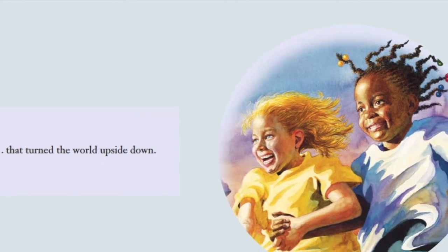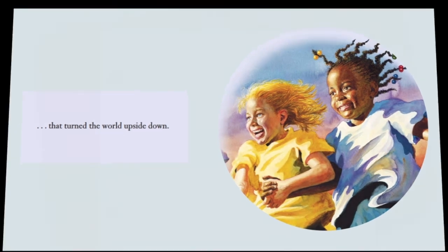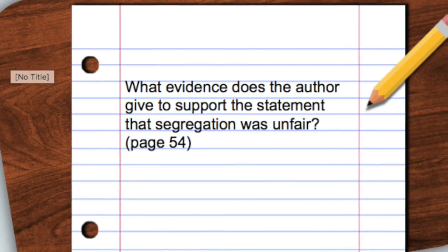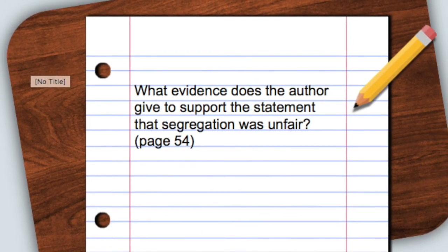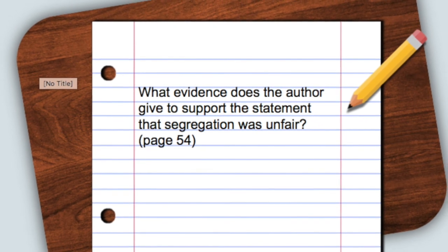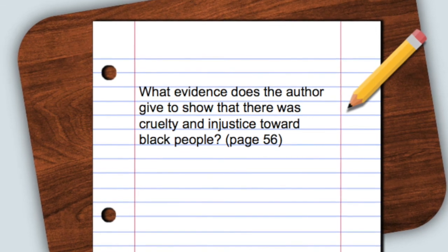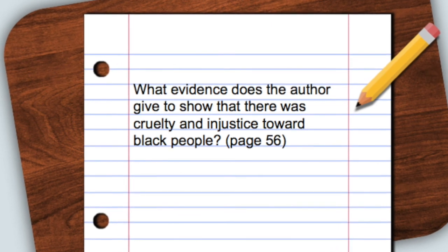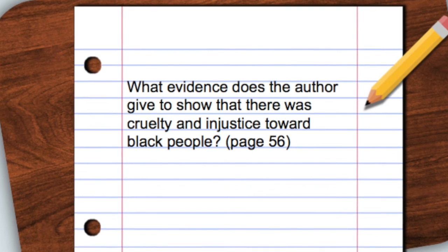Okay, scholars, to end reading today, you and your classmates will be discussing the following questions. One: Based on what the author said on page 50, do you think the King children, AD, ML, and Christine, were close? And what are the details in the text that let you know? Two: What evidence does the author give to support the statement that segregation was unfair? On page 54. And three: What evidence does the author give to show that there was cruelty and injustice toward black people? On page 56.